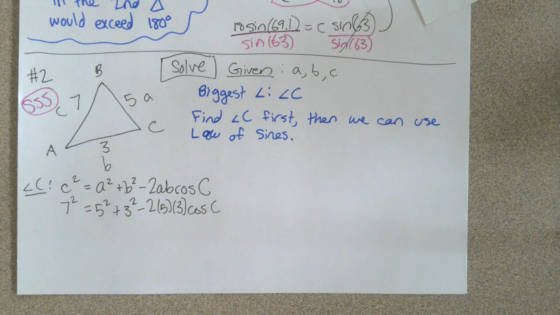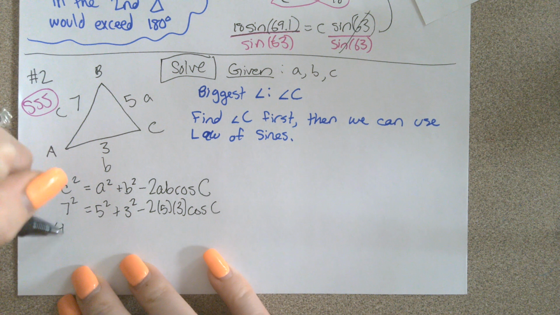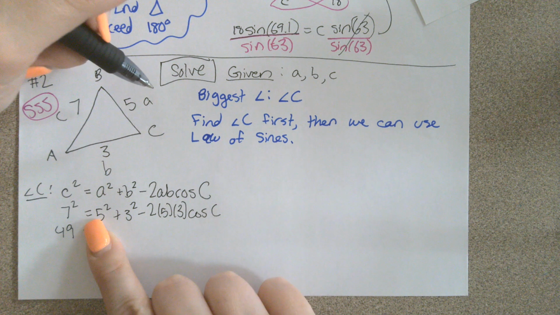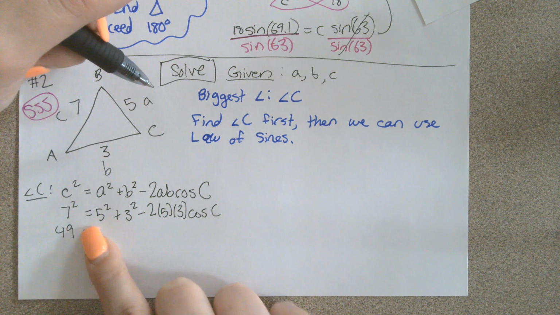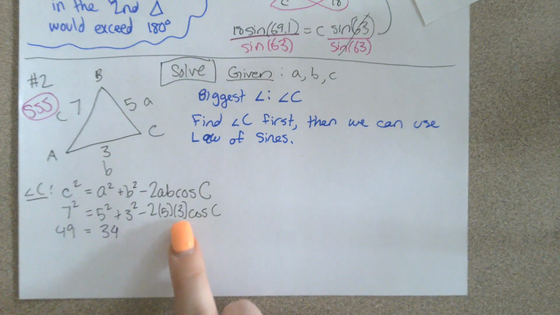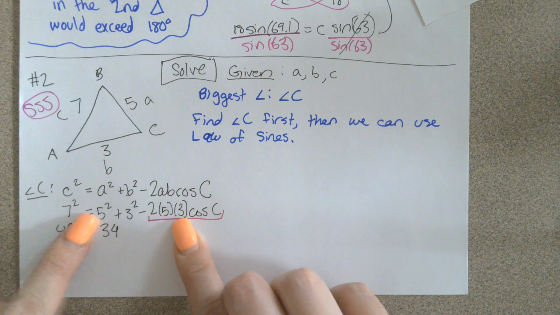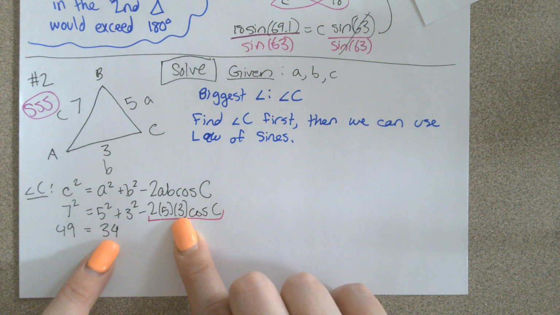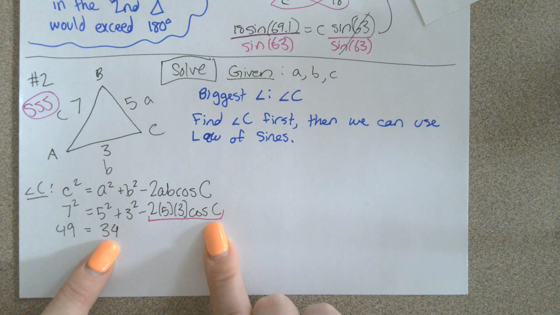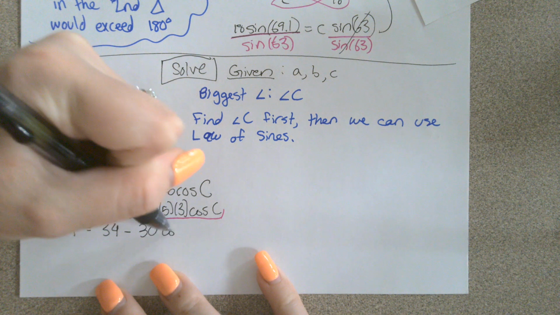From here, we will carefully solve this. One thing I'll get to in a sec. I'm going to go ahead and start breaking these down. 7 squared is 49. 5 squared and 3 squared, that's 25 plus 9, that is 34. Now, you can multiply these out, but you cannot combine this with the 34, because this has a cosine attached to it. This does not. They are not like terms. Minus 30 cosine of C.